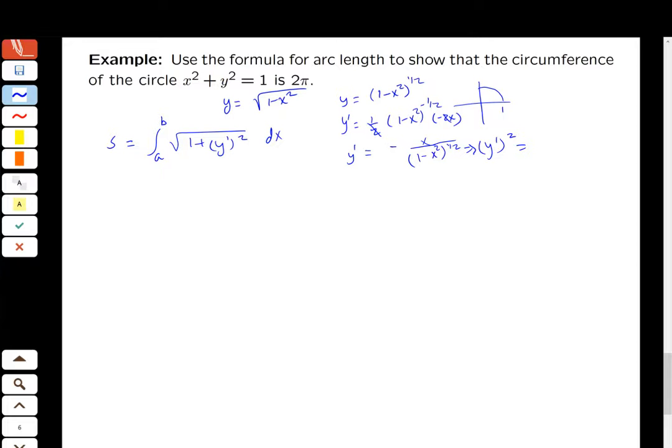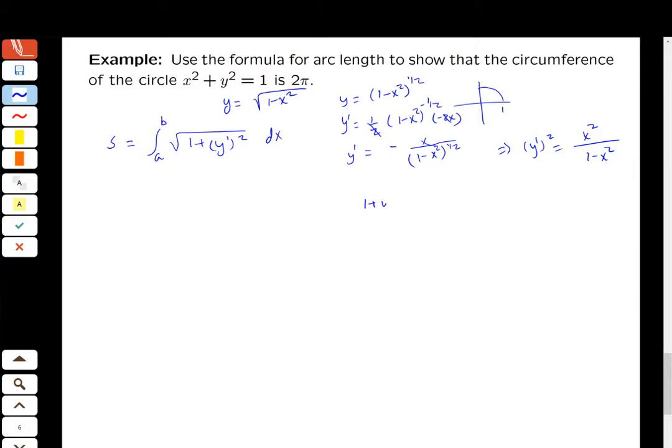What happens when you square the minus sign out in front? Positive. And when you square that x in the numerator, I want more space there. We get x squared. And what happens when you square the square root in the denominator? It goes away. You get 1 minus x squared.